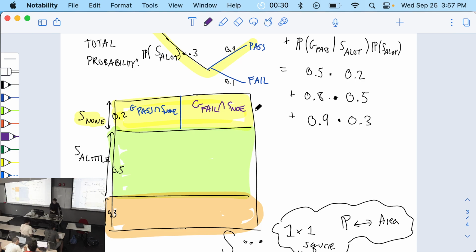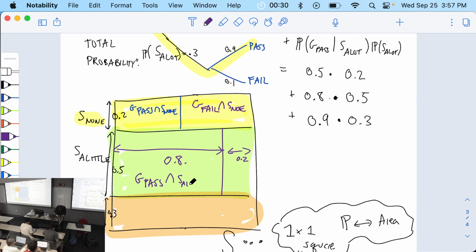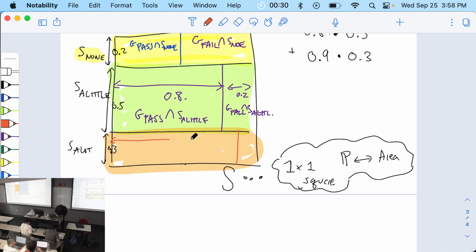And similarly, for studying a little bit, it's like an 80-20 split. So this is like 0.8, and this side is 0.2. And you could label this with G pass, and you studied a little, and G fail, and you studied a little. Is that little piece. Okay. Last but not least, this is what you really want to do, study a lot. Then you get a 90% chance. So this is like 0.9. And this is 0.1.